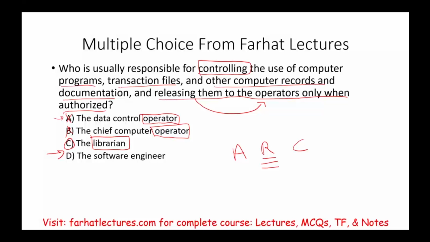The software engineer. What's the job of the software engineer? The software engineer is to write the code. Well, if you let them write the code and have access to it anytime they want, that's a bad idea. That's a bad internal control. Therefore, the software engineers, basically the programmers, should not be responsible for controlling the use of computer programs. They can write it, but they're not in charge of its custody. They should not be given the right to give access to that program, because they can give access to themselves and make any changes that they want without any reviews and control. Therefore, the answer to this question is the librarian.